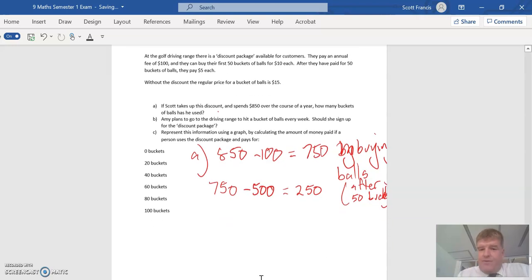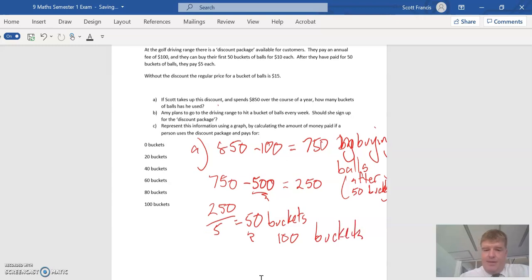Now we have the buckets are $5 each. So $250 divided by 5 is another 50 buckets. So the total number of buckets that have been hit are the 50 buckets at $10 each and 50 at $5. So we've hit 100 buckets of balls.